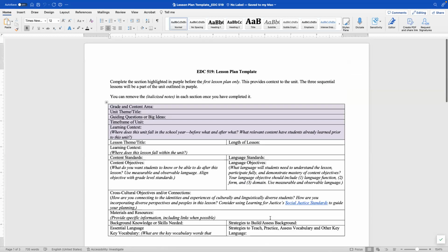And again, you'll have 3 of these, and then the one purple box that frames the lessons and how they fit within the unit. And the goal here is to have 3 sequential lessons so we can get a sense for how you're planning across a unit, not just within one lesson, but thinking about scaffolding and supporting students as you move across a unit of instruction. So that is it.